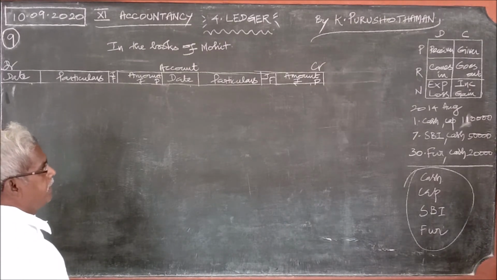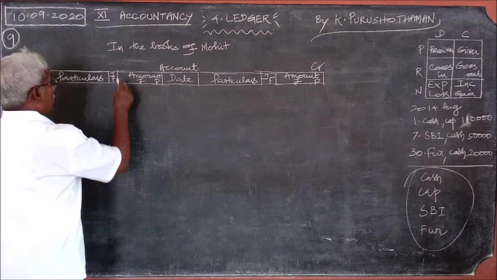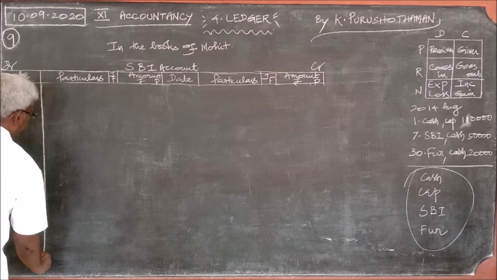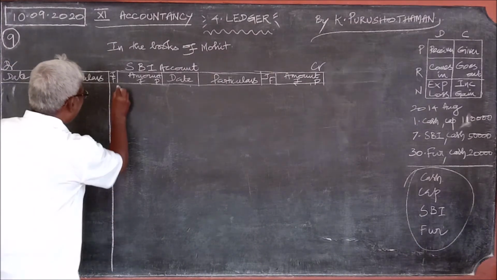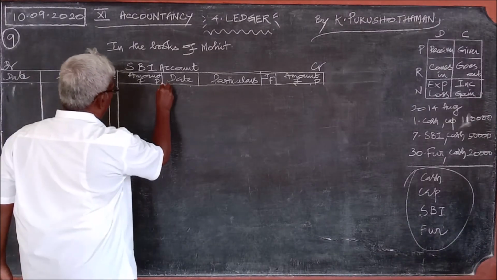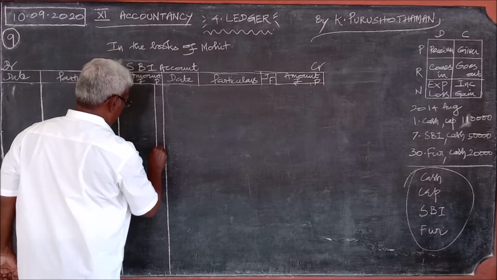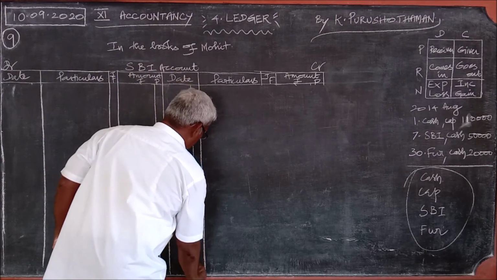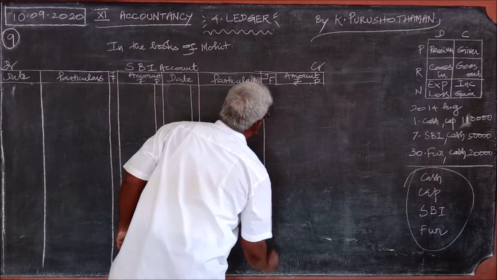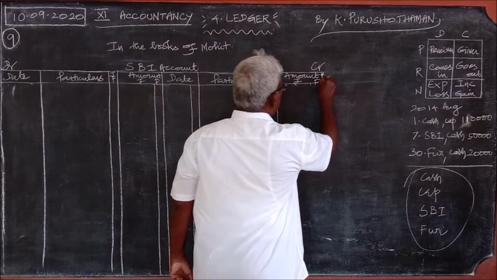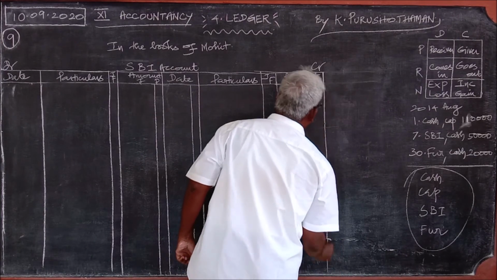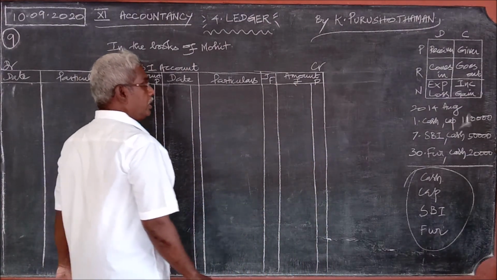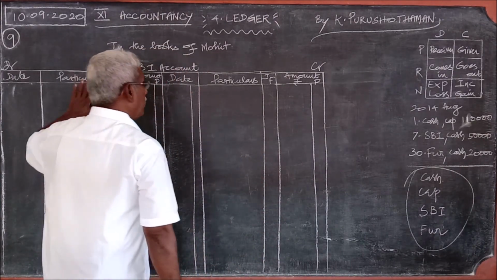Now we shall pass on to the other two ledgers. The third ledger is SBI account. The format is very important. I am often reminding you, don't forget what the columns are for a ledger account. Okay, SBI account. SBI account is appearing on the debit, so we should pass the entry on the debit.